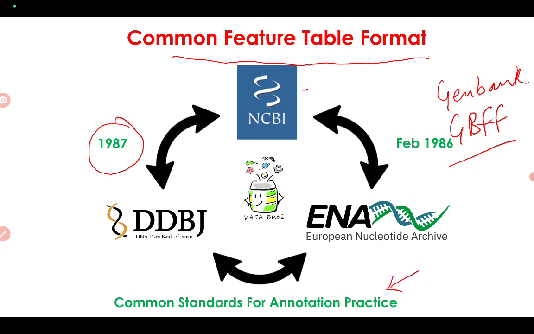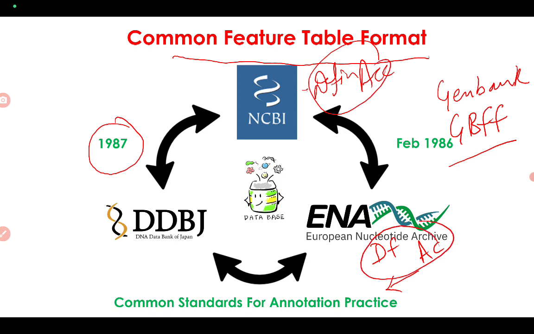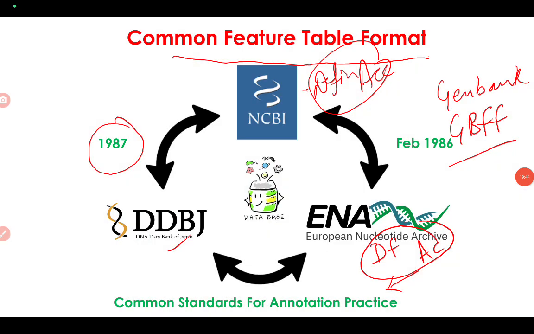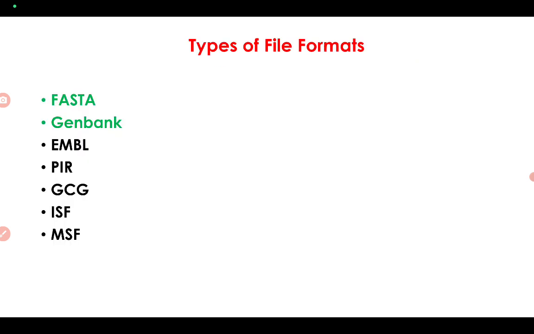Along with that, they have a common standard for annotation practice. For example, as I earlier told you, here it is definition. In this case, it is definition, D is DE. For example, here it is accession number, here it is AC. All the things remain common in this particular database, that is NCBI, EMBL, as well as DDBJ. So we can see that in this case, various kinds of common format are used. For example, here we are talking about GenBank.